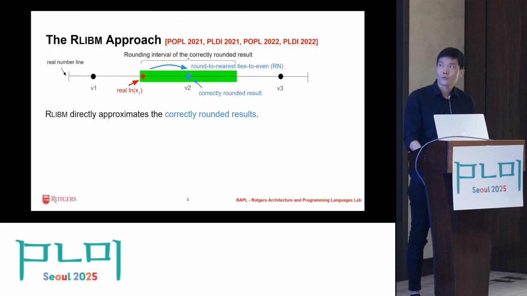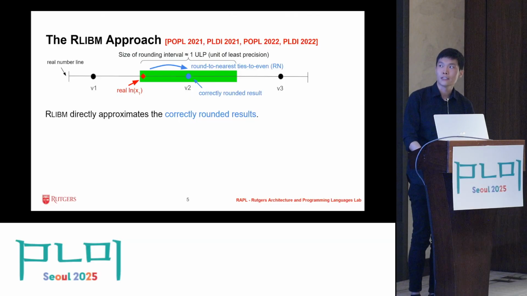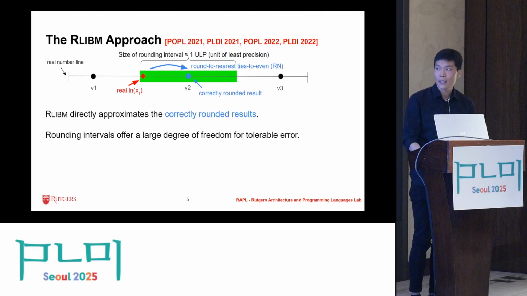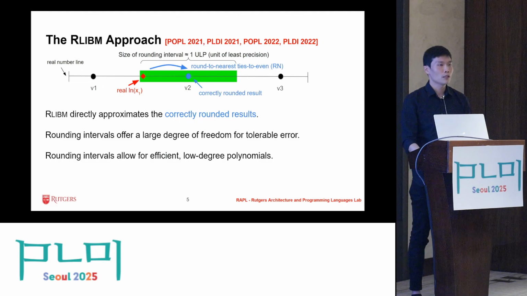Now, relative to the real function result, the size of a rounding interval is 1 ULP, or unit of least precision. You can think of the ULP for any real number as the distance between the two nearest neighboring floating point numbers. So in this example, the ULP of log of x1 will be the distance between v1 and v2. The key takeaway here is that an approximation can incur up to 1 ULP of error relative to the real function result and still produce the correctly rounded result so long as its output is within this rounding interval. Given this 1 ULP leeway, rounding intervals offer a large degree of freedom of tolerable error as it pertains to correct rounding. This large degree of freedom allows for approximation using low-degree polynomials with low evaluation overheads.